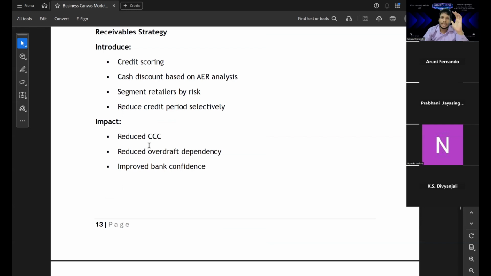Reduce CCC, the cash conversion cycle. That means the debtor collection period is there. Now you are getting a higher debtor collection period, and you are going to reduce it to an acceptable low level. Then reduce overdraft dependency, right?